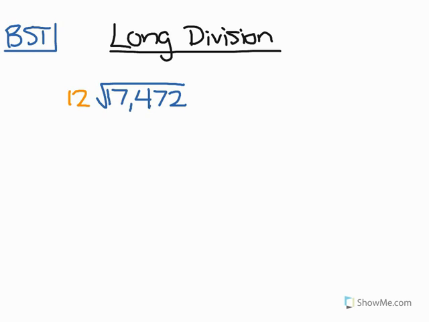So the question that we're trying to answer is, how many times does 12 go into 17,472? And we're going to answer this question by asking, how many times does 12 go into smaller, more reasonable amounts? So let's start with the first digit in our number, 1. How many times does 12 go into 1? Well, it doesn't go in at all. So add the next digit.